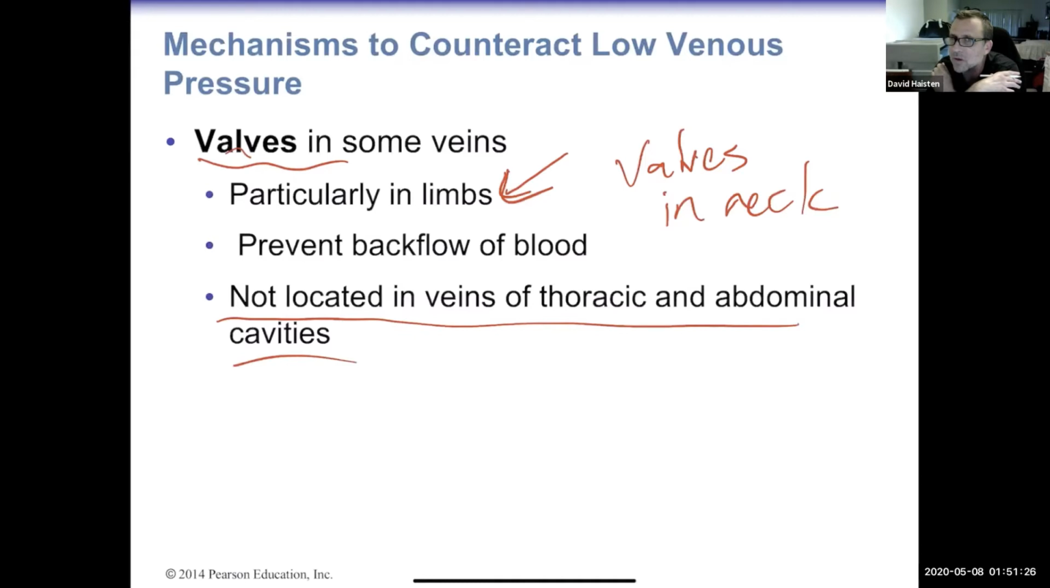You have what's called the thoracic pump, the thoracoabdominal pump, intra-abdominal pressure. Basically, breathing and your diaphragm moving around and your abs doing their thing, there's pressure differences that happen in your abdominal cavity and in your thoracic cavity. So that's how the blood gets back.